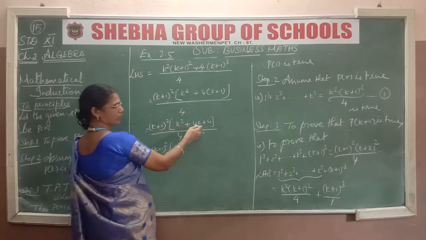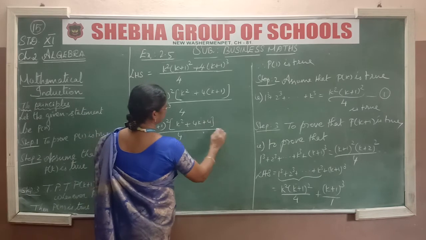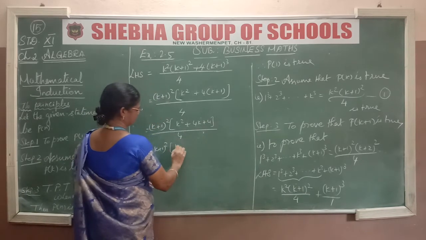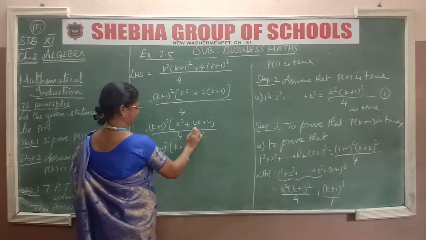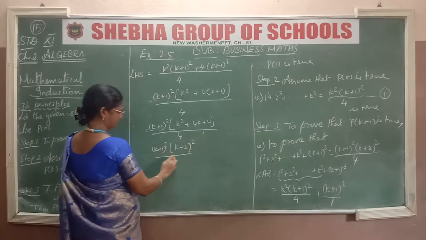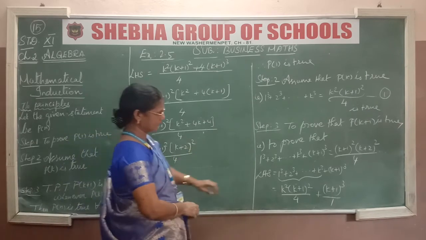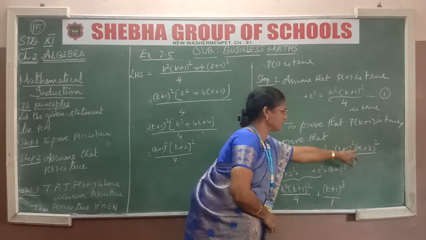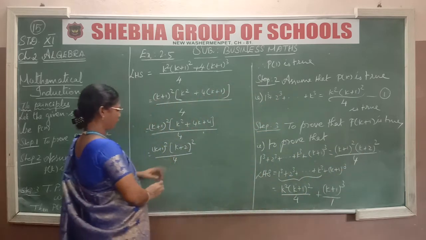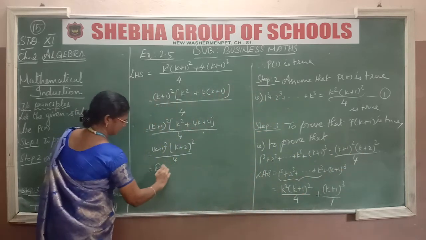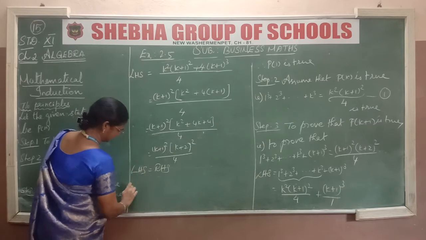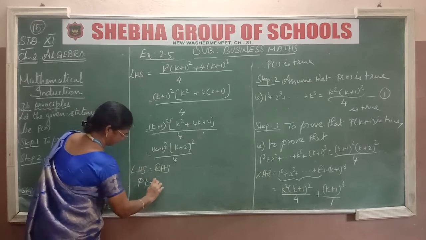A square, 2ab, b square type. So this is of k plus 2 the whole square by 4. So now we get right hand side, k plus 1 whole square into k plus 2 whole square by 4. This is our RHS. So LHS equal to RHS. Therefore we proved P of k plus 1 is true.